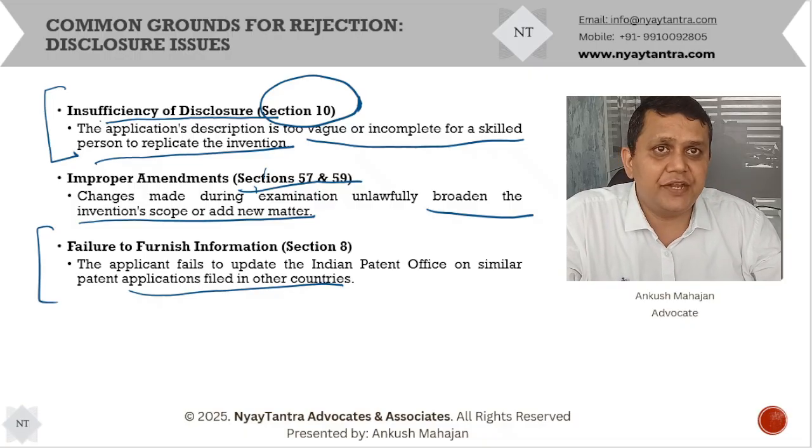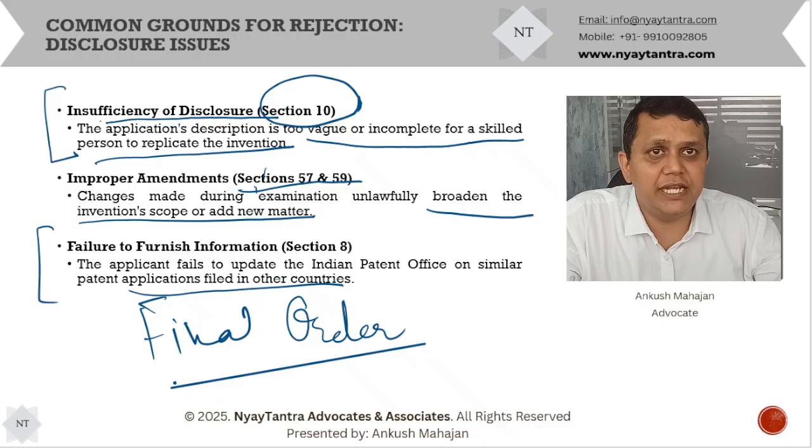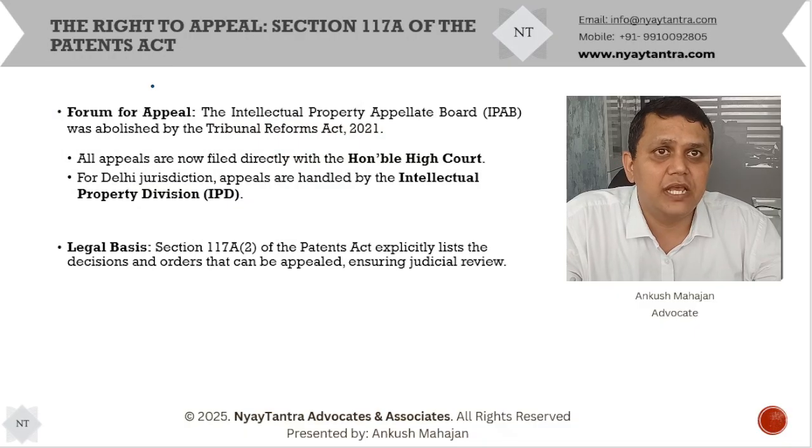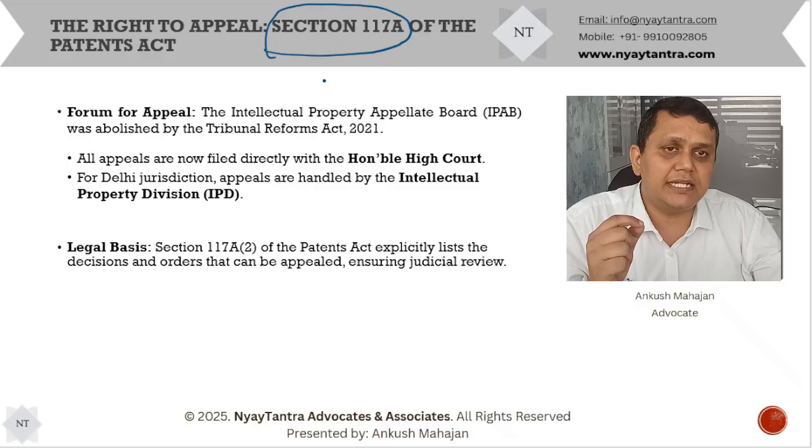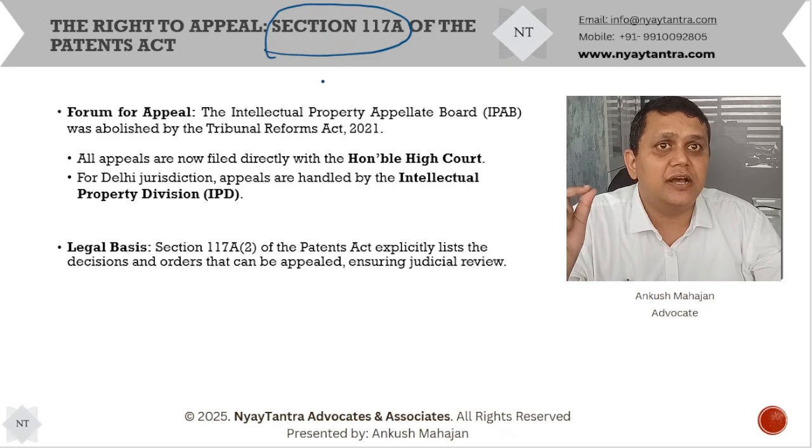which ultimately led you to think, what is my next step now? Okay, so where can I now file an appeal? So let us now understand your statutory right to file an appeal against the final order of the Indian Patent Office. When we discuss appeal proceedings, we come to section 117A of the Indian Patent Act. This section comes under the chapter Appeal of the Indian Patent Act, and it lays down the various orders against which an appellant can file an appeal.